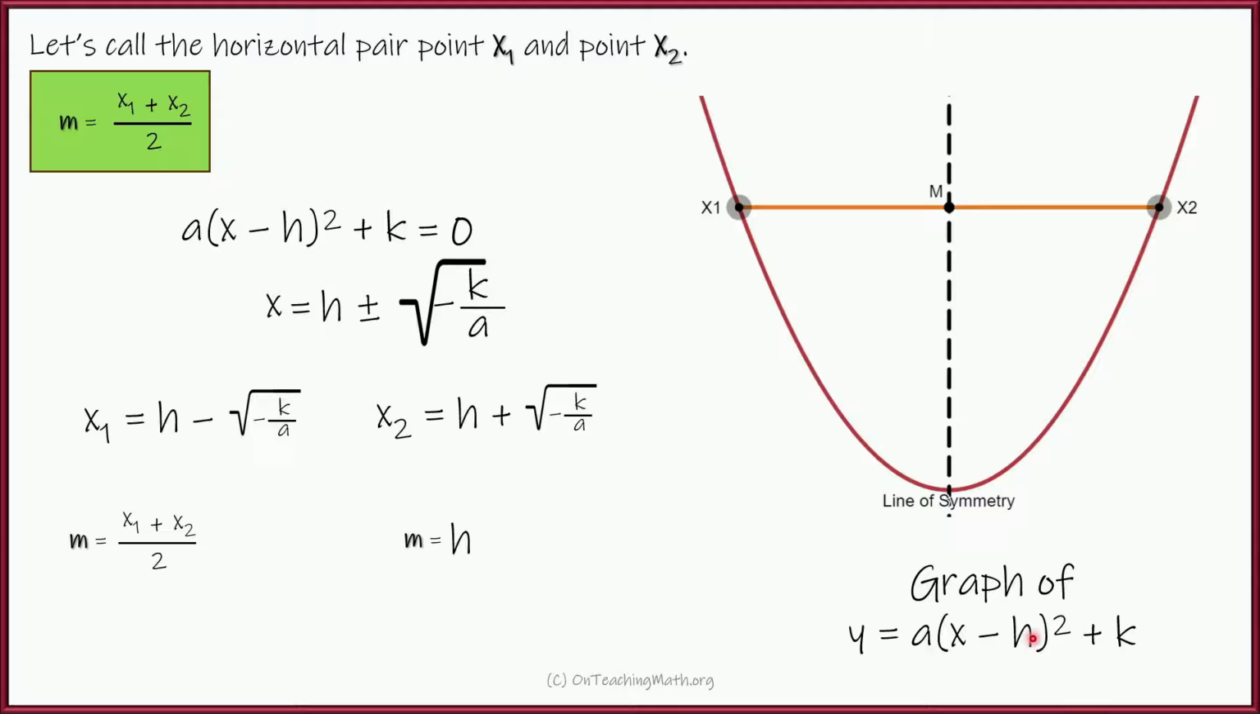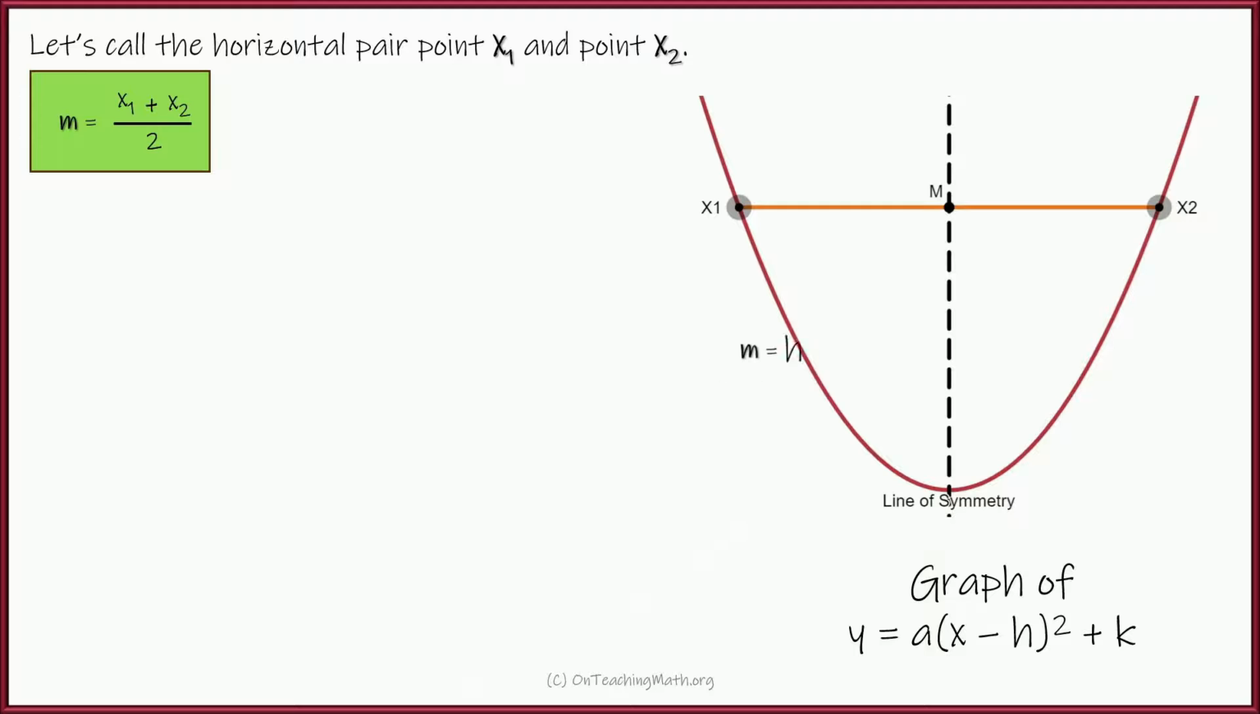So right here, whatever that number is, it's the opposite sign. That is exactly the midpoint. The line of symmetry is x equals h. x equals h. That's pretty cool. All right, so we're going to go ahead and put that over there so we know what it is.